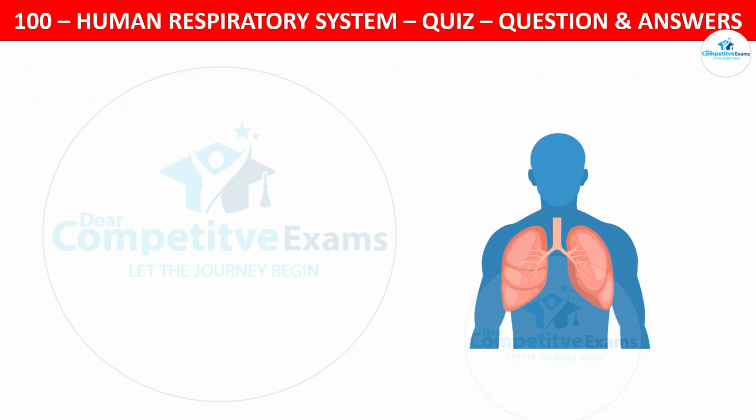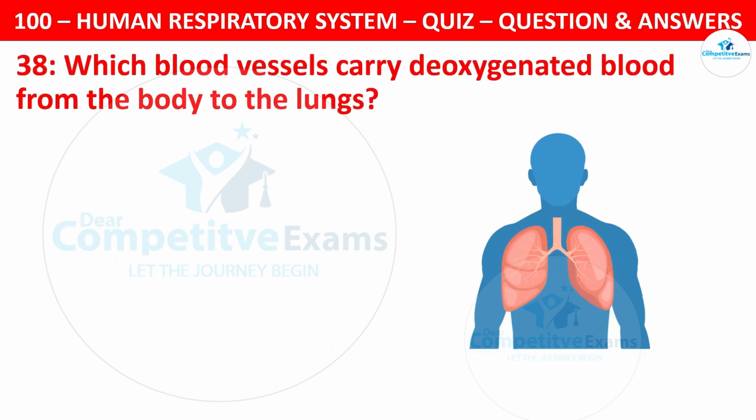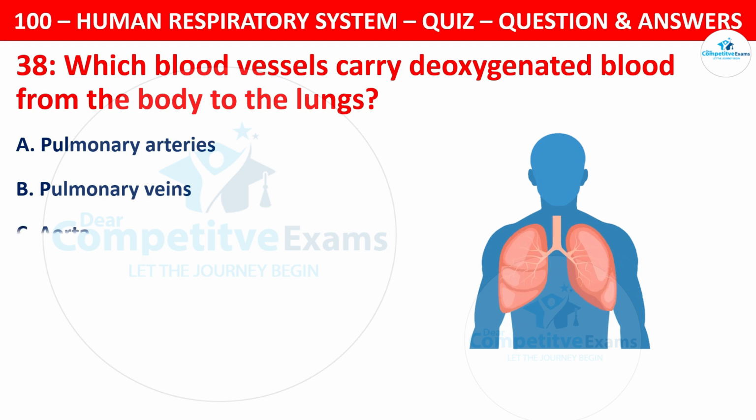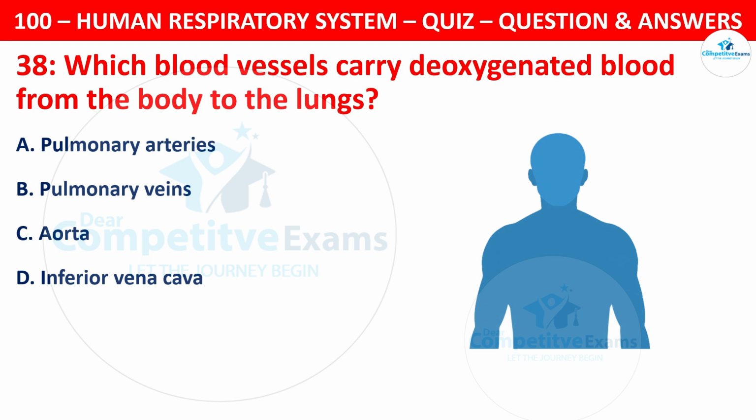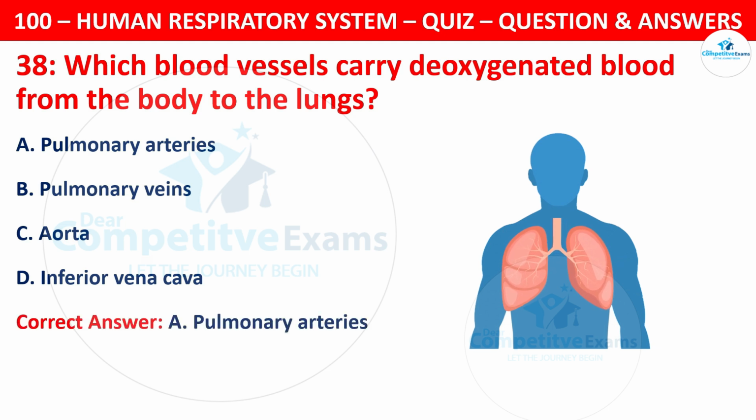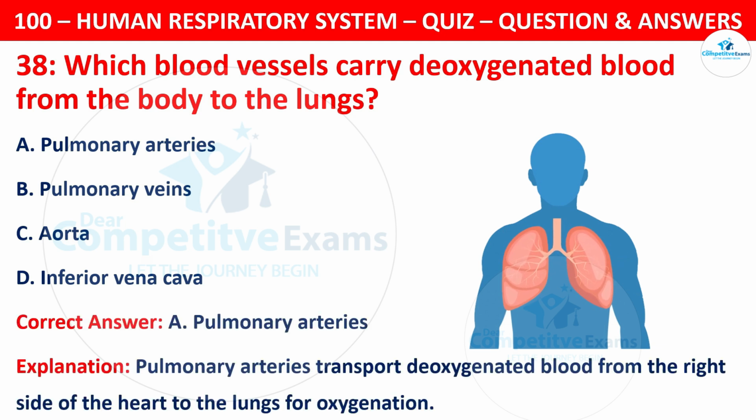Question number 38. Which blood vessels carry deoxygenated blood from the body to the lungs? Your options are pulmonary arteries, pulmonary veins, aorta, or inferior vena cava. The correct answer is A, that is pulmonary arteries. Pulmonary arteries transport deoxygenated blood from the right side of the heart to the lungs for oxygenation. Question number 39.